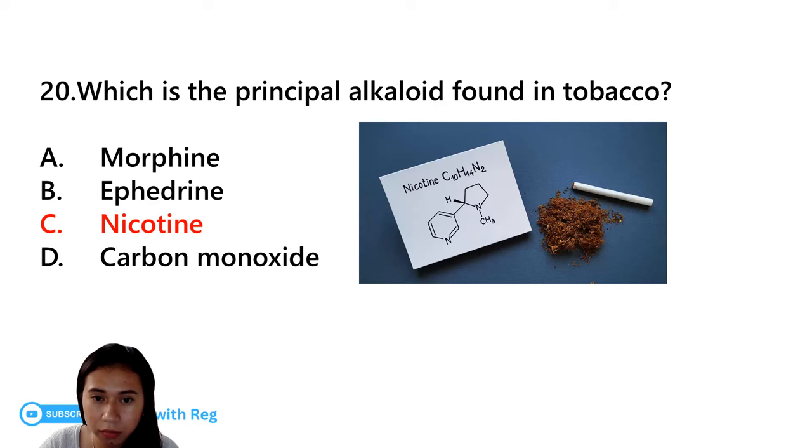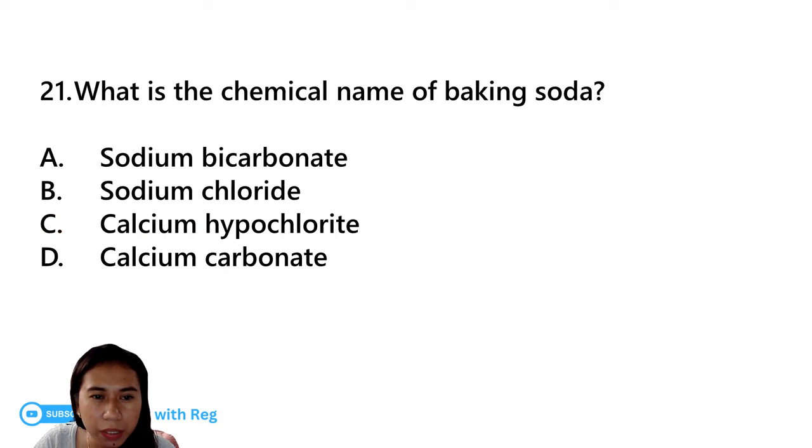Okay? Next. Number 21, what is the chemical name of baking soda? Oh, di ba yung kanina, commonly asked, commonly used household products. Baking soda, that's sodium bicarbonate. Okay, sodium bicarbonate.